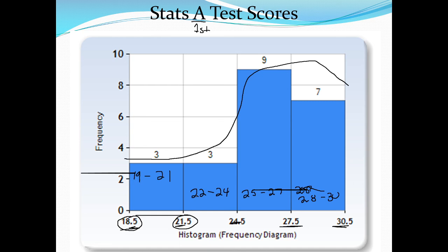I know exactly that this bar contains 19 to 21, 22 to 24, and so on and so forth. There's no ambiguity about where this 21.5 falls because 21.5 isn't actually part of the data. It's just used as a buffer zone to mark the end of one class and the beginning of another.